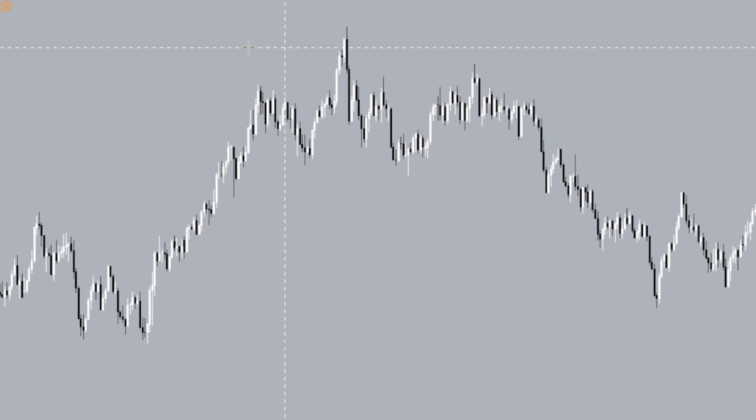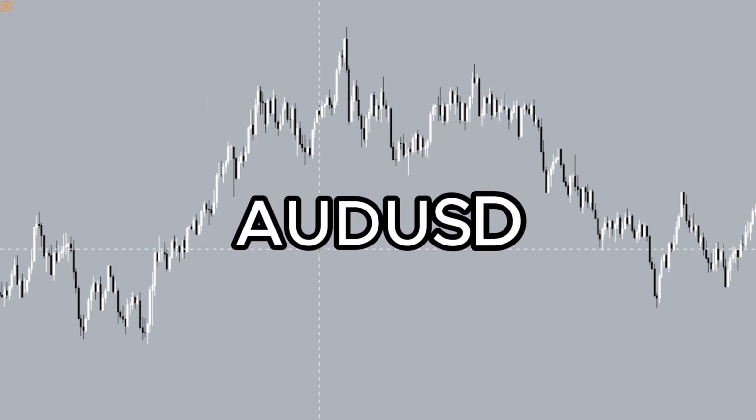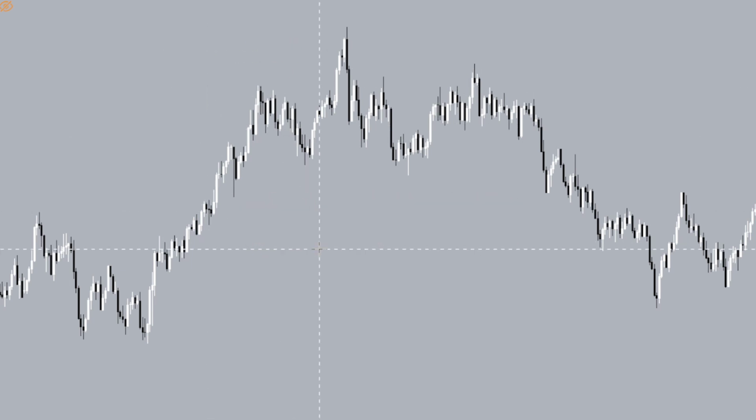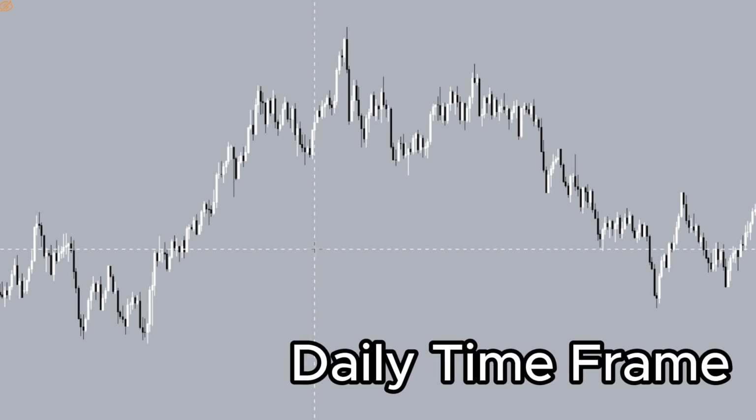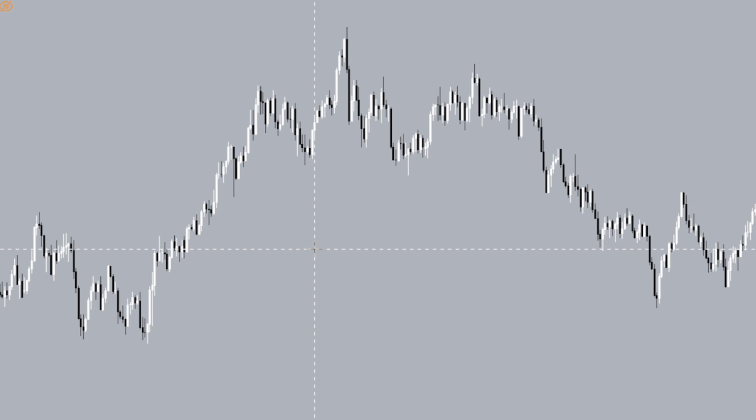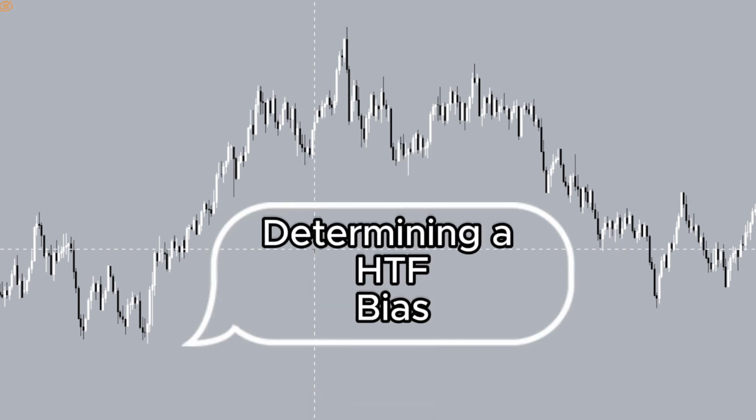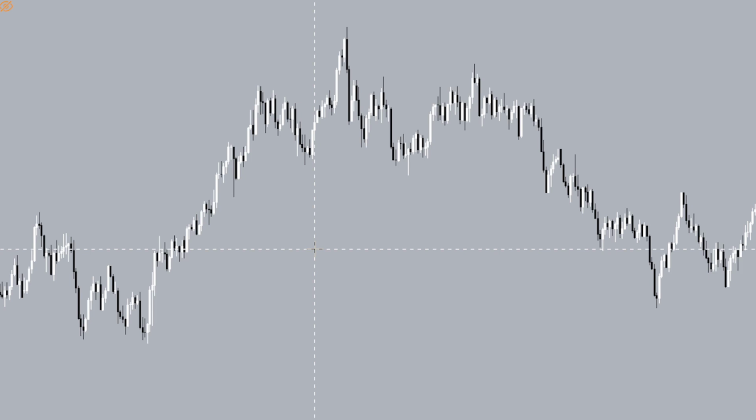Here we have the Australian dollar versus the USD, right? So the Australian dollar versus the American dollar, AUD USD. And I'm going to be going over a very simple outlook as to how you can determine a higher time frame bias on any US pair, or any pair in general.